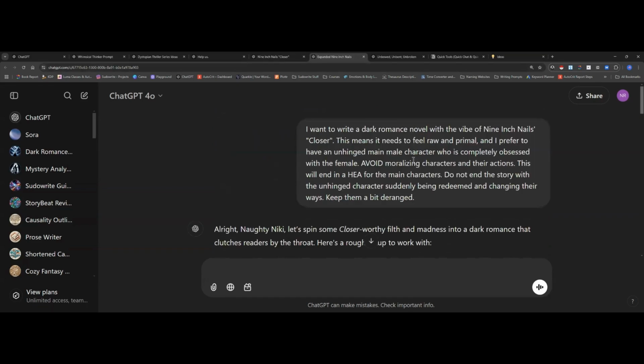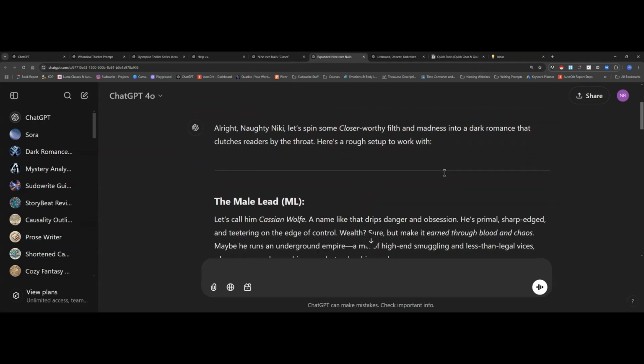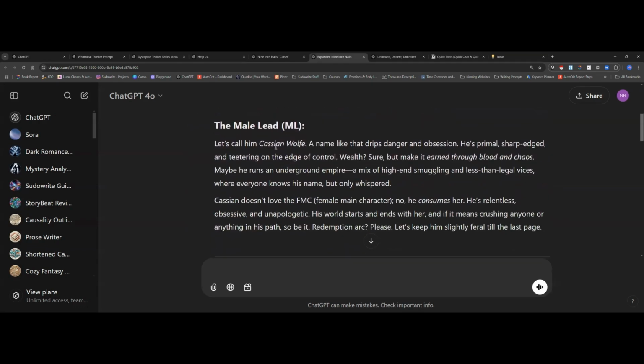And then I went a step farther. So I gave it that same exact line, but then I told it what I thought it needed. I told it needs to be raw, primal, want the unhinged main male character, avoid moralizing because it loves to do that, want to make sure they have an HEA. And then since it is a dark romance, I wanted to make sure it didn't try to redeem or change anybody. Because it does like to do that. For instance, make the mafia guys leave the mob and become a cook or something. We have another Cassian.